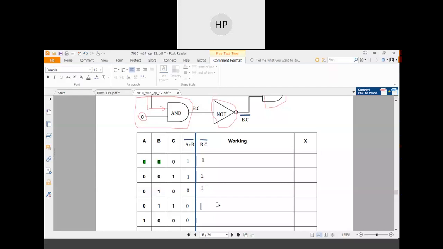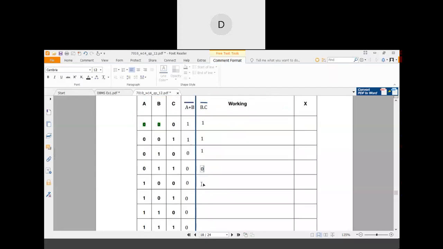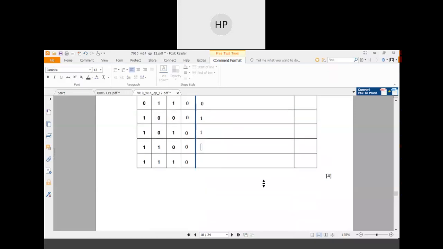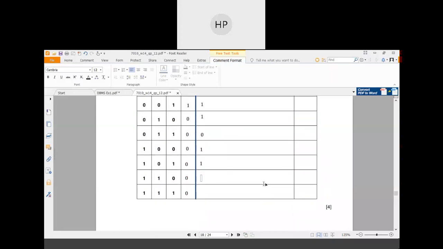Then we have the fourth row. 1 times 1 is 1. Inverted 0. Then next, 0 times 0 is 0. Inverted 1. Correct. 1 times 0 is 0. Inverted 1. Correct.